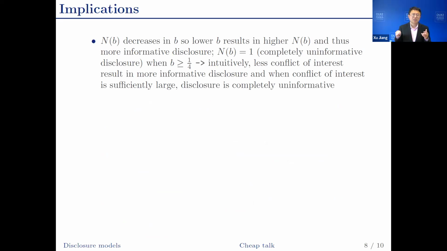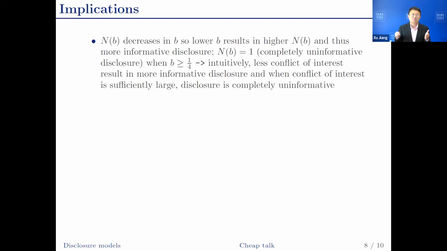So lower b would have a higher number of partitions, and so more informative disclosure, because you have more intervals, each interval is finer. When b is sufficiently large, in this example, when b is bigger than or equal to 1/4, the maximum number of partitions is 1, which means completely uninformative disclosure. Because that means regardless of what the sender observes about M, the sender is going to send a message that M lies between 0 and 1. And the receiver already knows that.